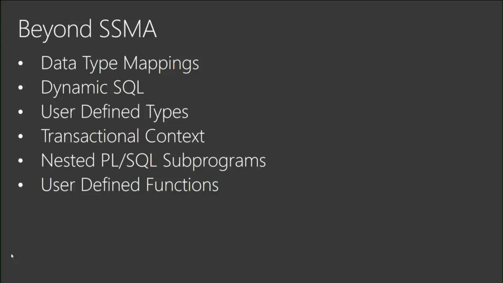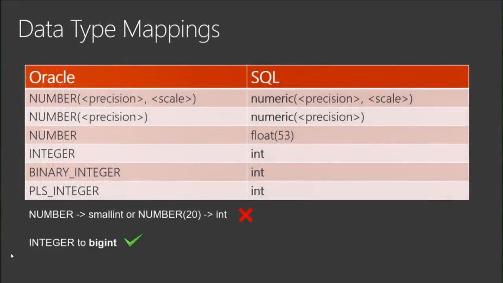I will talk about dynamic SQL and user-defined types. SSMA has no support for dynamic SQL and user-defined types. We will also talk about transactional context between Oracle and SQL and where you need to focus. Nested PL/SQL subprograms and user-defined functions: there are a few things that you need to know about them as well when you're working on an Oracle to SQL migration project. So these are things that Bing cannot find for you. I know Bing is your favorite search engine. So let's get started with the first one, data type mappings.